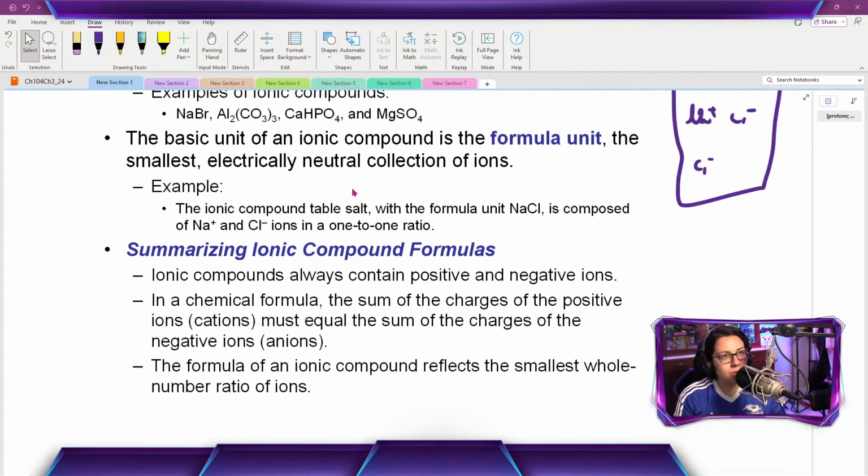We'll go over these formulas a little bit more, but we're starting to notice there are always positive and negative ions, and in our chemical formula, the sum of the charges of the positive ions has to equal the sum of the charges of the negative ions such that the whole thing is neutral. Unless, of course, you're working with a charged particle, then the sum of your positive and negative charges equals the whole charge of the molecule. And then our formula is just our smallest whole number ratio of ions.